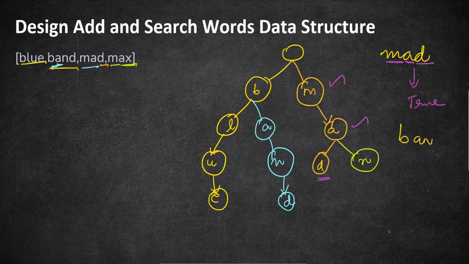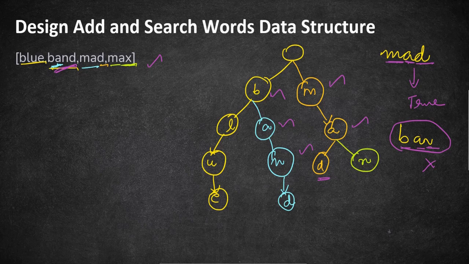So as usual, our algorithm is going to search for B. B is there, and the next character N is there, and the next A is there, the next character N is also there. But can we return true to this? No, because this is not the word that is given in our input. We have given only band, not ban.